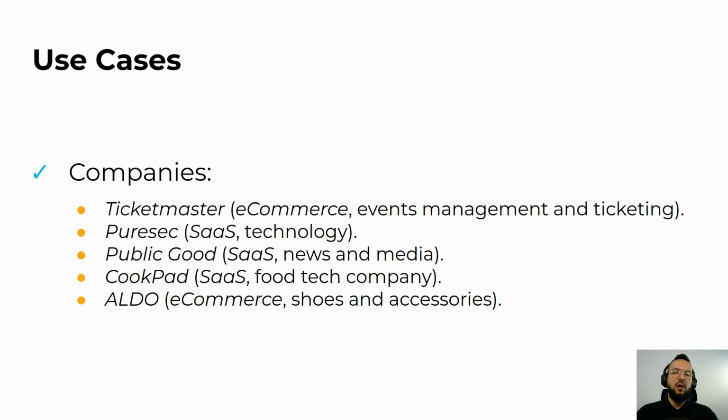Speaking about companies, AWS claims that, for example, Ticketmaster is using this service. It is an e-commerce company that handles event management and ticketing. Also PureSec, Public Good, Cookpad, and Aldo. Most of those companies are software as a service companies that also have mobile applications. As I said, a great example of how to use GraphQL properly is to have a mobile front end and mobile backend, and also have a unified API for your front end and mobile clients.